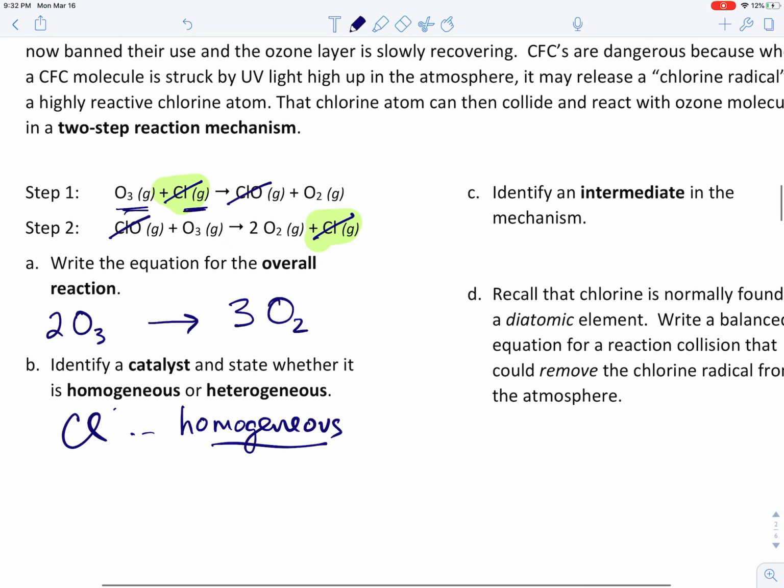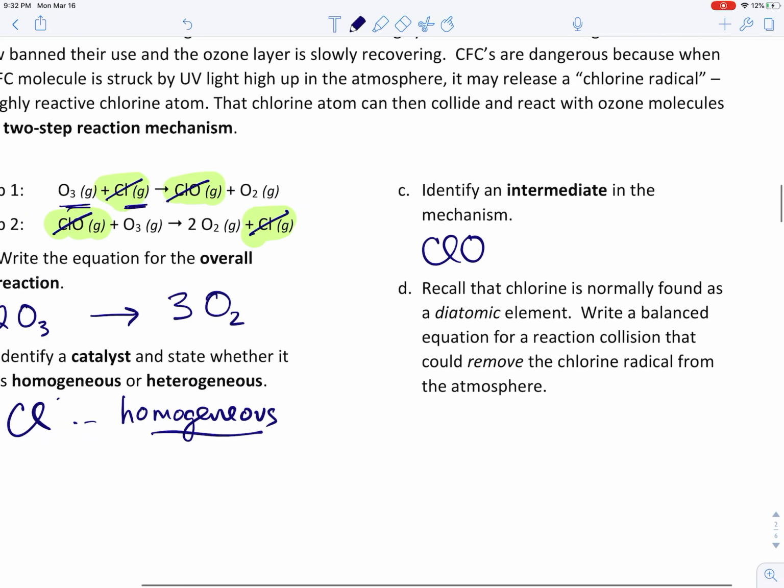Identify the intermediate in the mechanism. Well, the intermediate is something that is produced in an early step, and then later it's consumed. It's a reactant in a later step. So the ClO was produced in step 1, and the ClO was used up in step 2. So ClO was the intermediate in this mechanism.